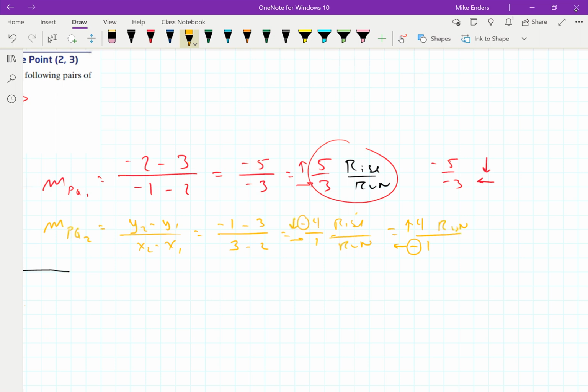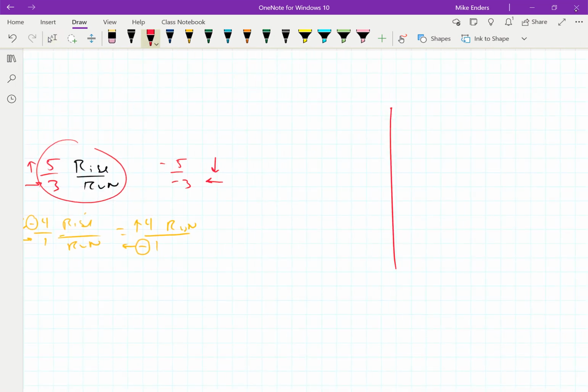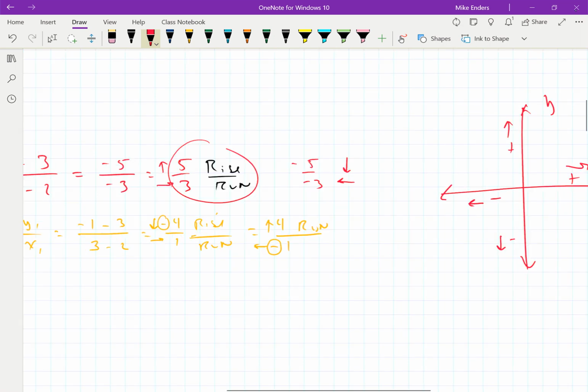Okay? So when we think about our XY axis, we've got our x's and y's. Positive x's are to the right, and positive y's are going up. Negative x's are to the left, and negative y's are going down. And so that's one way that we can think about all of these.